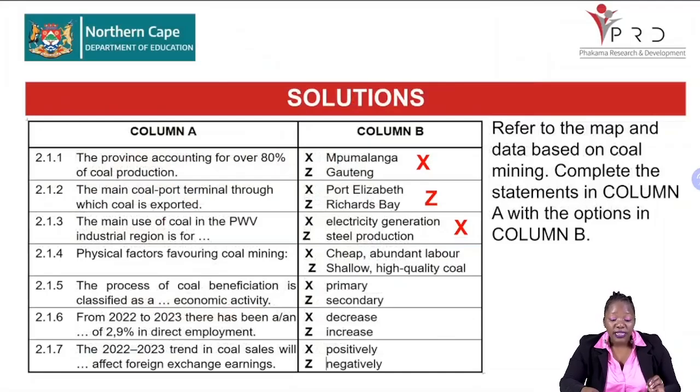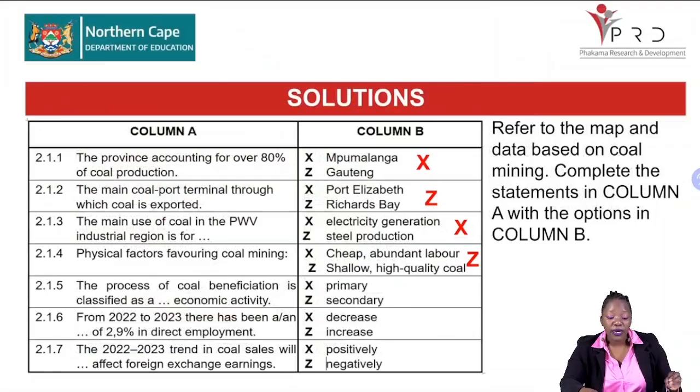So hence the answer is X. Then your number 4, the physical factors favoring coal mining. We are looking at the physical factor. So looking at X, it's saying cheap, abundant labor. Remember, labor, we're talking about the people. They are not a physical factor. So Z, it's the shallow as well as the high quality of coal. So those are the physical factors.